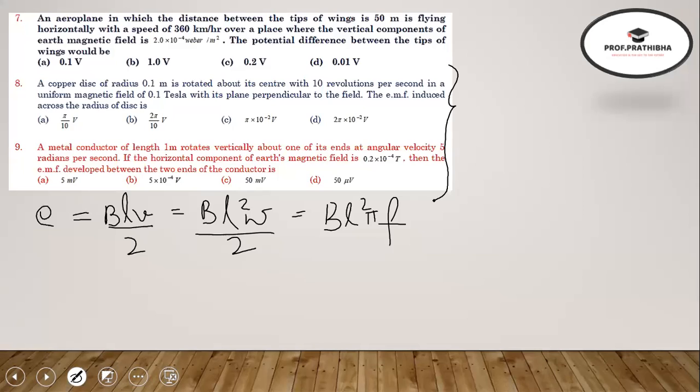10 revolutions per second, what does that give you? What is given to you? Frequency is given to you. Very good. In a uniform magnetic field of how much? 0.1 Tesla. That is your magnetic field with its plane perpendicular to the field. The EMF induced across the radius of the disk is... Find out the EMF. Everything is given to you. B is there, R is there, pi is there, f is there. Chalo, find out.